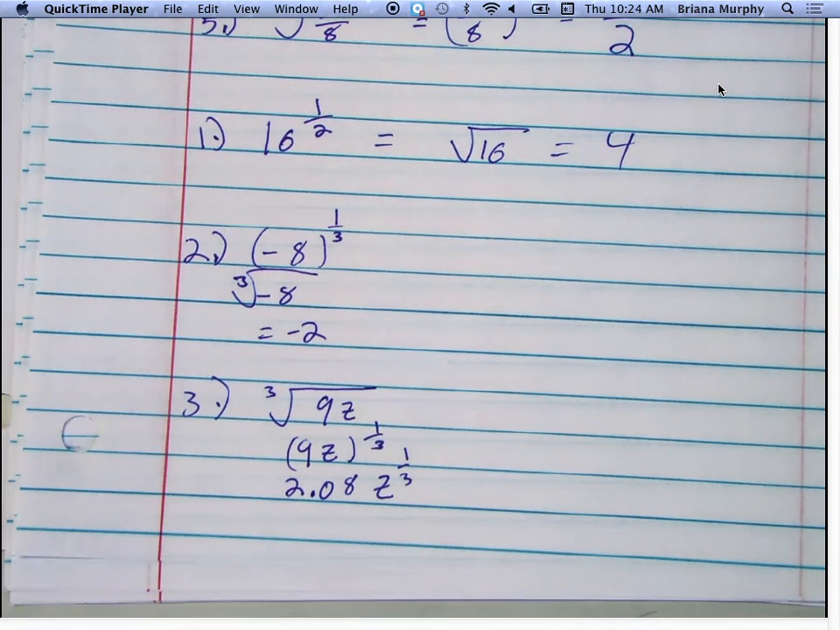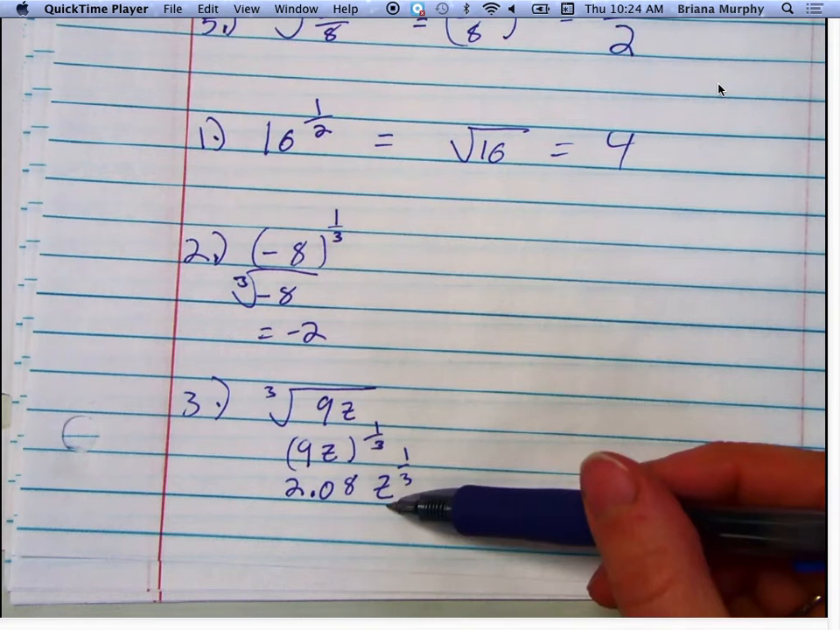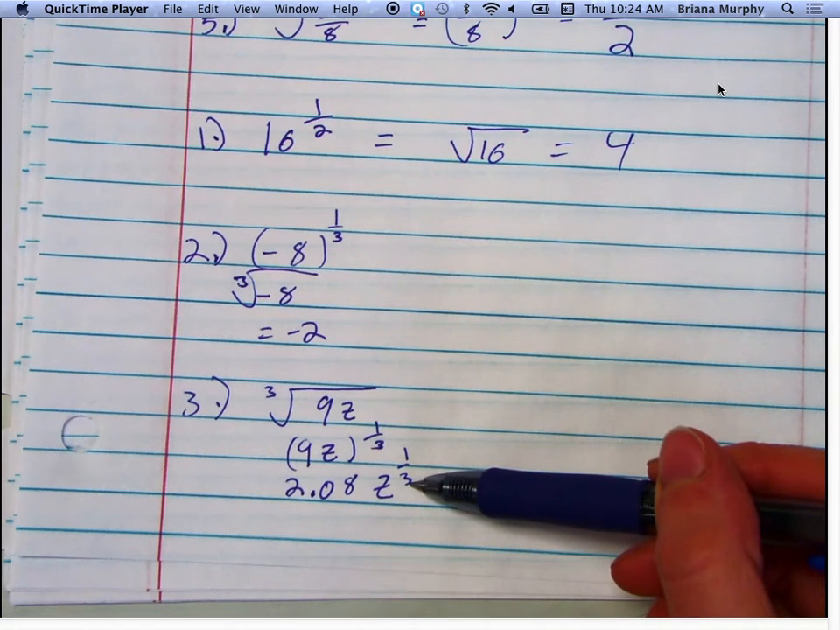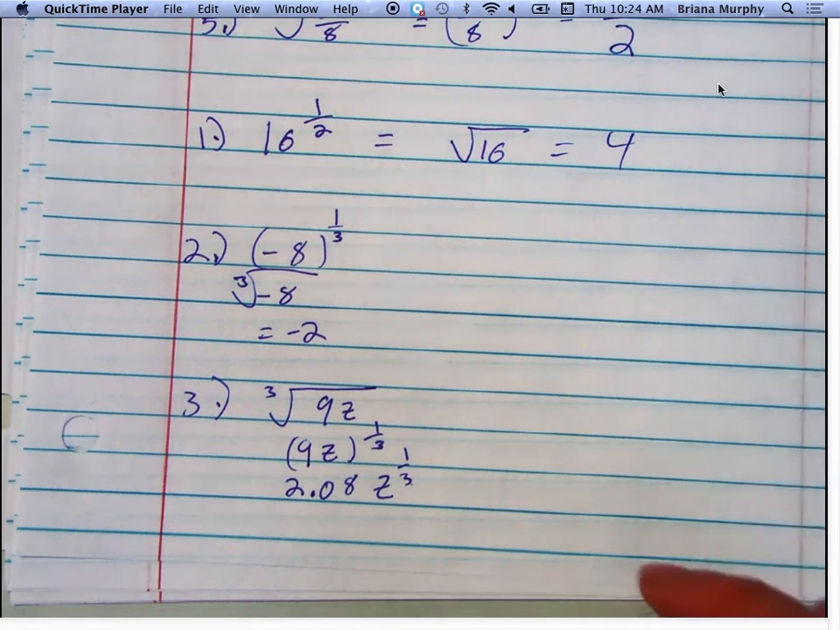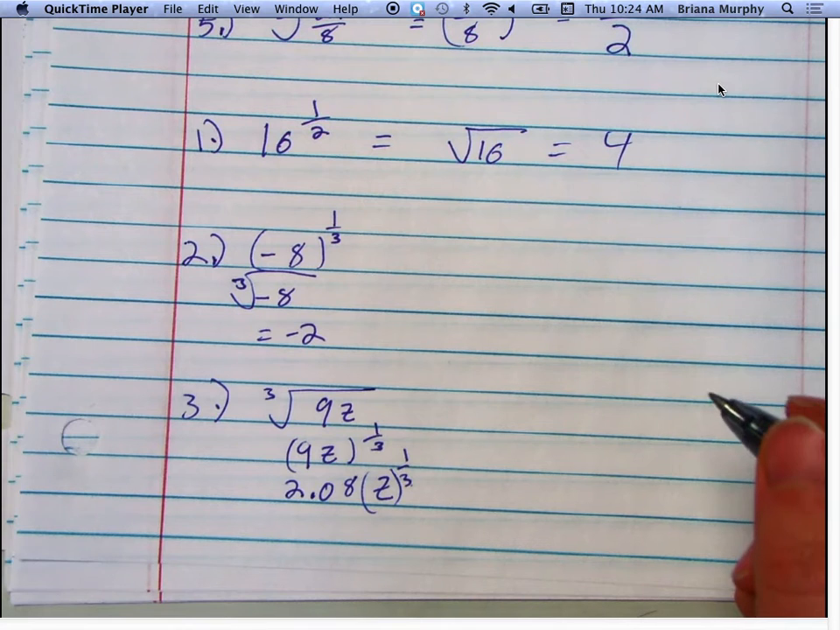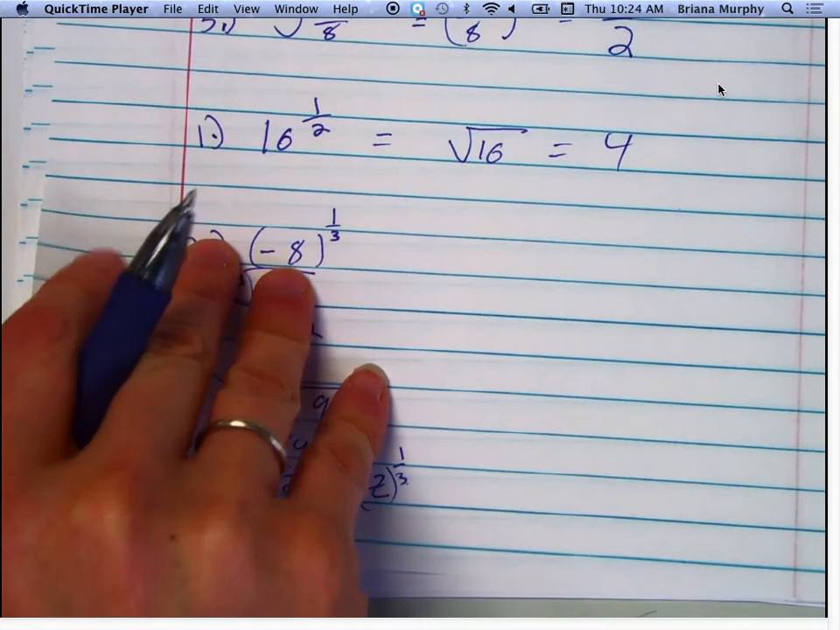We're going to try a couple tricky ones. You ready? I'm confused. Why is there a 1/3 of the 2.08? Because while we can take 9 to the 1/3 power, do you agree we can't take z to the 1/3 power? Because I don't know what that is. Oh, so it's not 2.08 z to the 1/3. It's 2.08 times z. Okay. Let's try a couple of these.